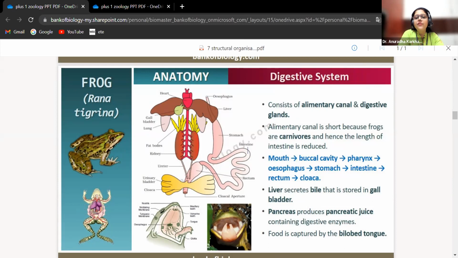Correct? Food is captured by the bilobed tongue. Yes, it is not like ours. They propel their tongue outside like this. Look, this is the bilobed tongue, meaning it has a furrow over here, a cut in the middle. So this is called a bilobed tongue. They'll propel their tongue outside and gulp down the insect. Yes, exactly. See, here you can see it very clearly. Can you see this? The bilobed tongue here. This is diagrammatic. This is the actual one, the true one.